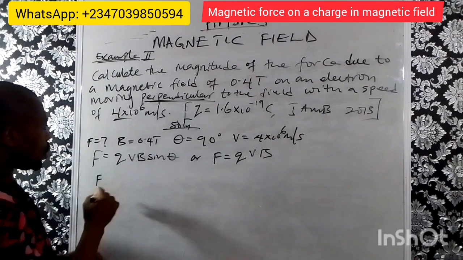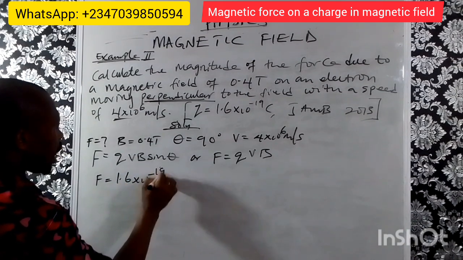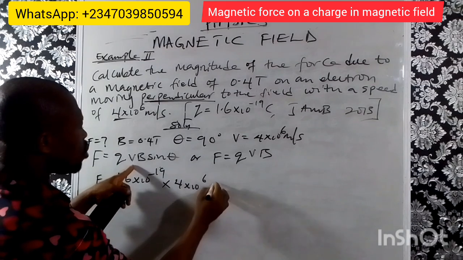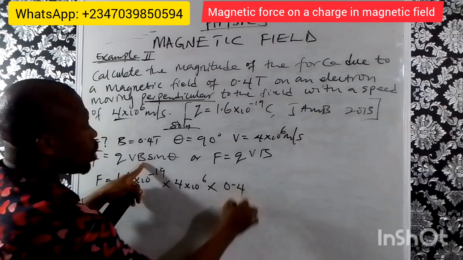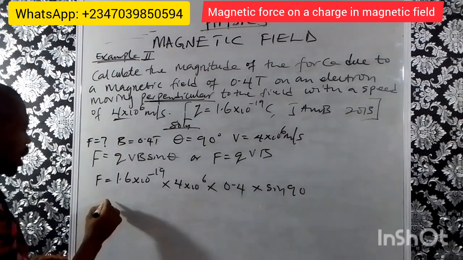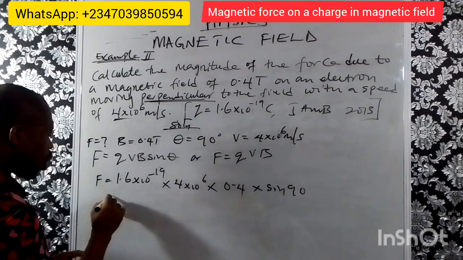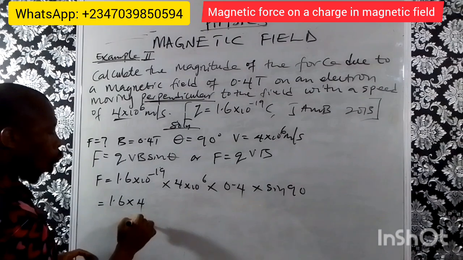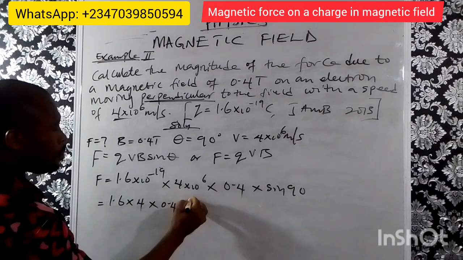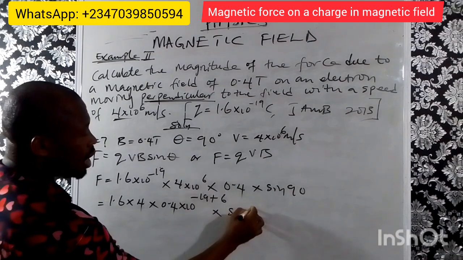For the benefit of doubt, we can use this, which is equal to Q, the charge, 1.6 times 10 raised to the power minus 19, multiplied by V, the speed, 4 times 10 raised to the power 6, multiplied by B, the flux density, 0.4 Tesla, times sine 90. Like as usual, we multiply the bases first. So we have 1.6 times 4 times 0.4 times 10 raised to the power minus 19 plus 6, multiplied by sine 90.